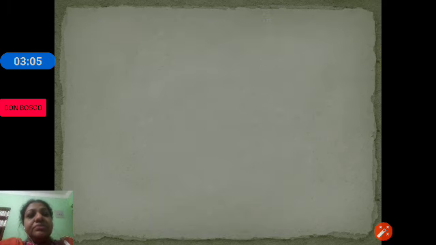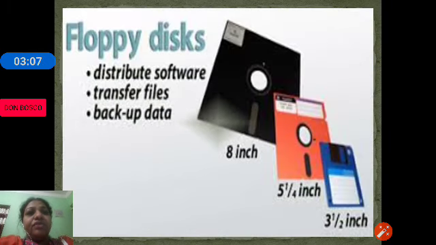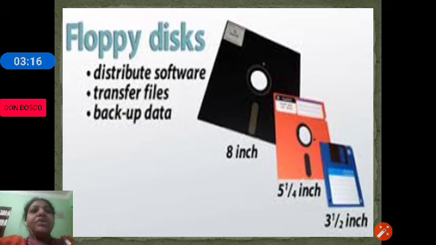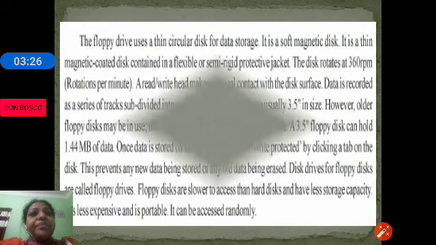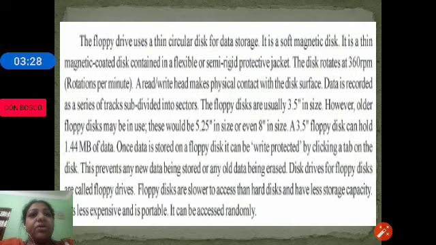The next memory unit is the floppy disk. As you can see, it's a thin disk which comes in various sizes. Floppy disks come in 8 inches, 5.5 inches and 3.5 inches. Let us check how the floppy disk works, or what is the difference between a floppy disk and a floppy disk drive.